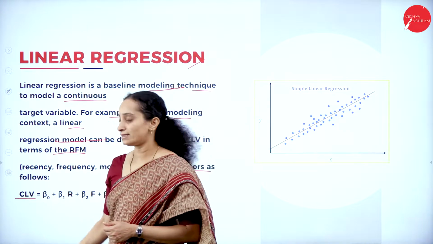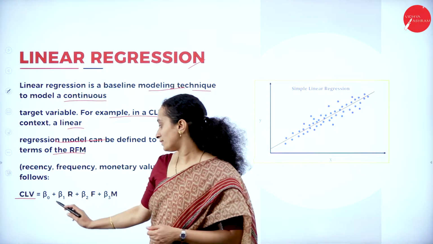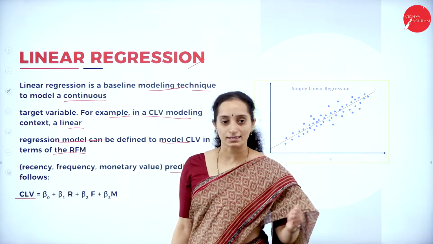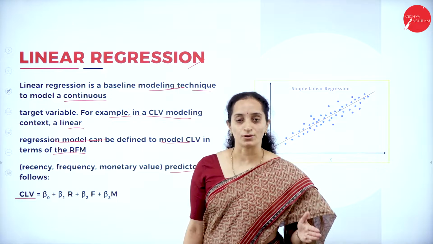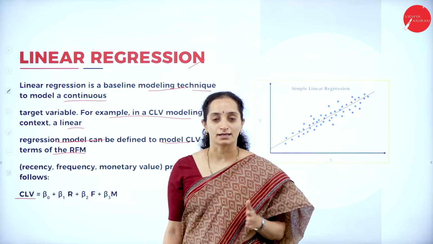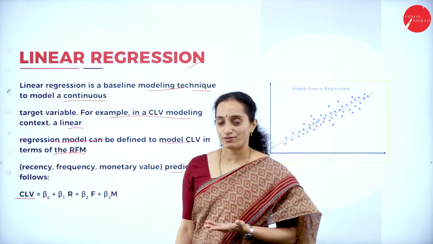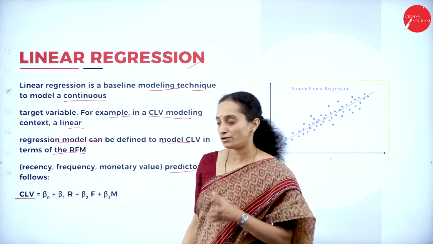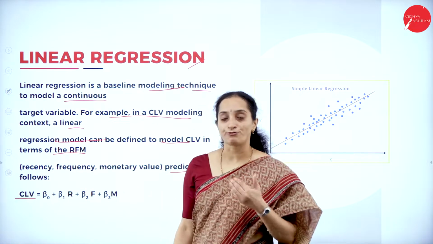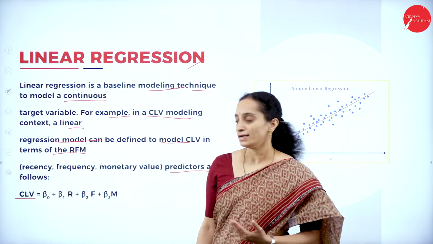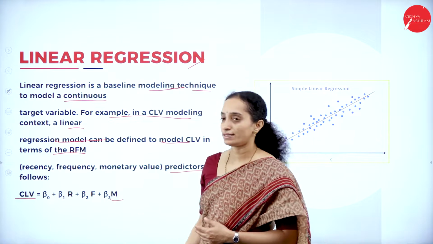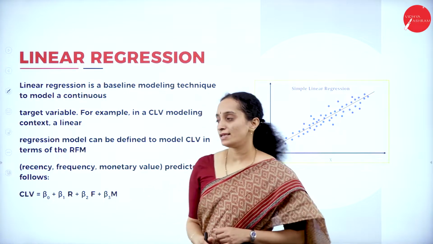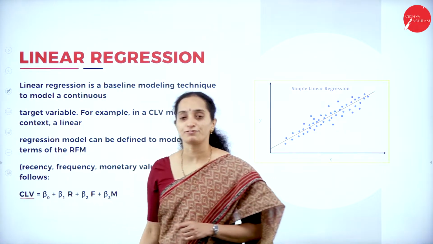You can take the CLV as beta 0 plus beta 1 times R, that is the recency, which is the recentness of the value. How recently the data has been collected. Too much old value will not be of any use, isn't it? So we use beta 0 plus beta 1 times recency plus beta 2 times frequency, how frequently you are collecting the data, and the monetary value, beta 3 times M. Here the term CLV stands for customer lifetime value.